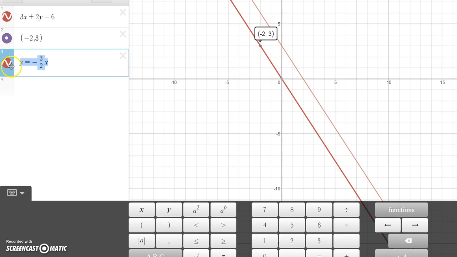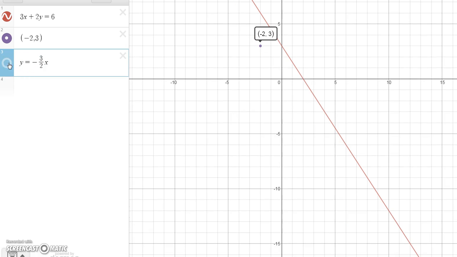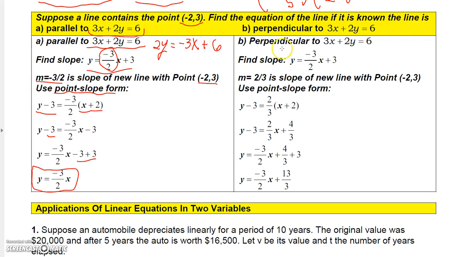And notice it looks like we succeeded, because obviously this line, y equals -3/2 x, looks parallel to that line and definitely goes through the point -2, 3. So we've got the right answer. Now to answer the other question, we want to find our new line to be perpendicular to this line.